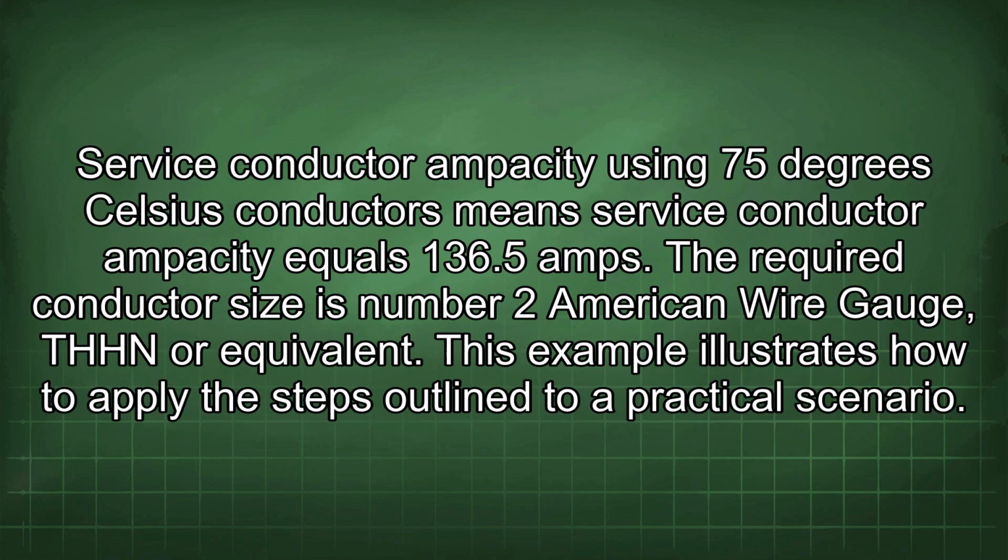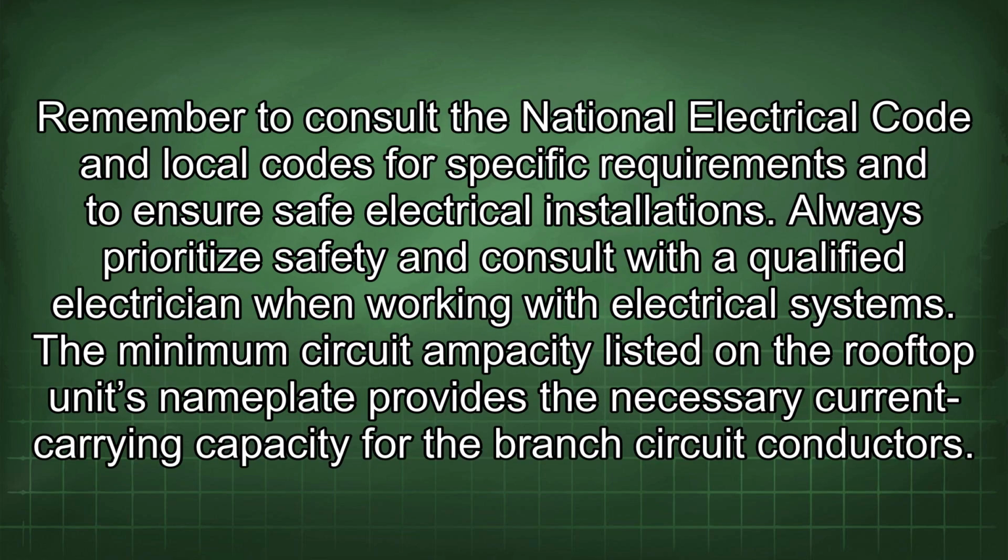Service conductor ampacity using 75 degrees Celsius conductors means service conductor ampacity equals 136.5 amps. The required conductor size is number 2 American wire gauge THHN or equivalent. This example illustrates how to apply the steps outlined to a practical scenario. Remember to consult the National Electrical Code and local codes for specific requirements and to ensure safe electrical installations. Always prioritize safety and consult with a qualified electrician when working with electrical systems.